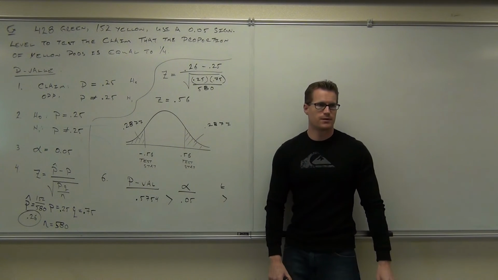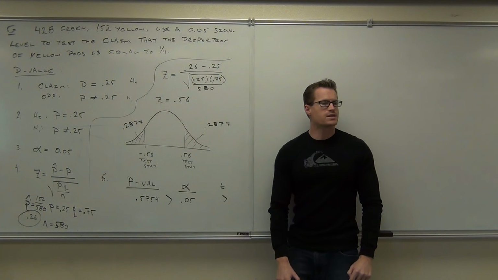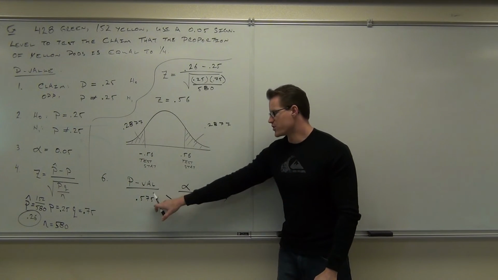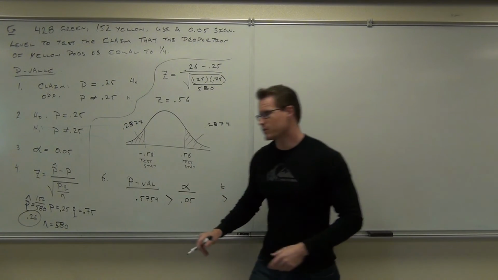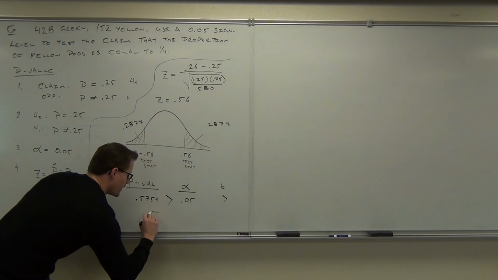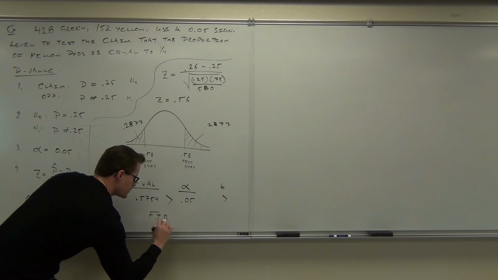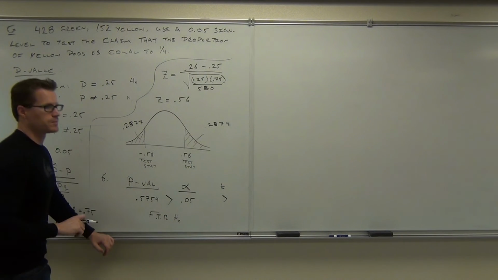What do we do there? Yeah. What it says is that your evidence is nowhere near, not even really close, to rejecting your null hypothesis. You would say that we fail to reject H sub 0. That's our next step.